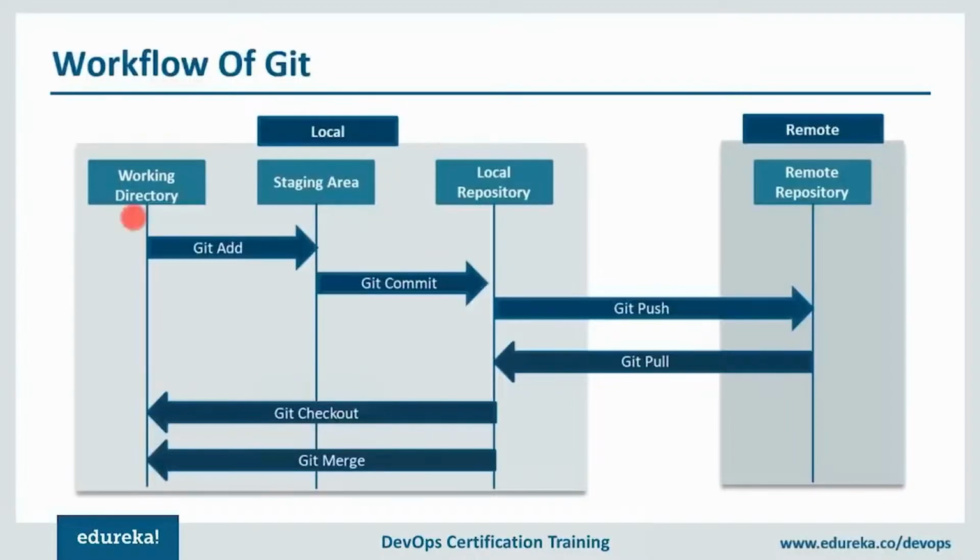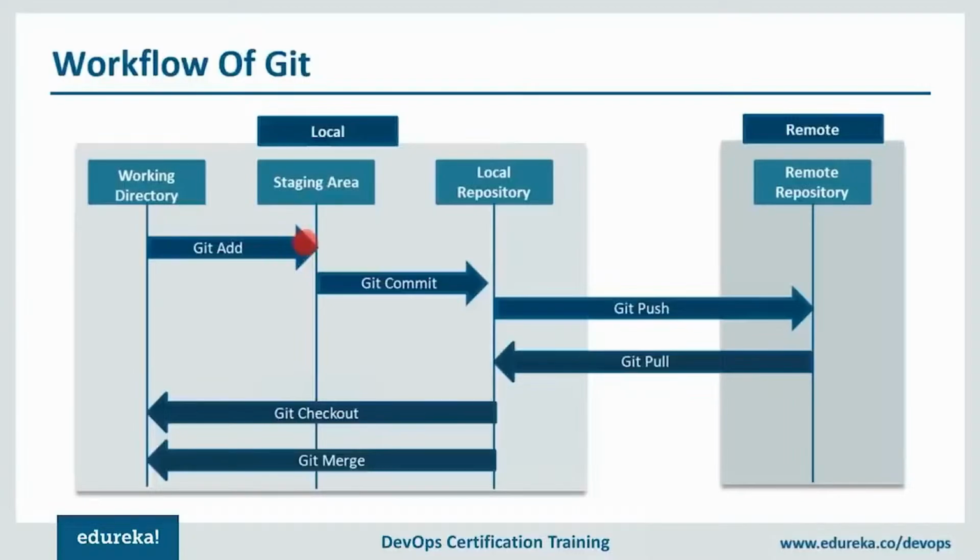Now what I'll do is, I'll perform the git add operation here. Now because of this git add operation, whatever was there in the working directory has been put into the staging area. Now you can visualize the staging area as the place between the working directory and the local directory.